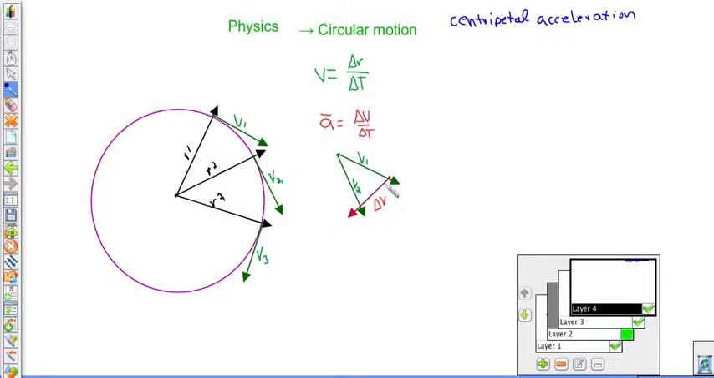Okay, so here's the change in velocity. So we know that our velocity is going to equal change in position over time. Well, our changes in position are our change from this radius to this radius. So our change in radius over the change in time is going to equal our velocity. We know that the acceleration equals the change in velocity over the change in time.